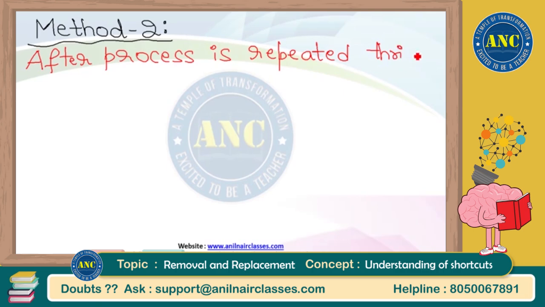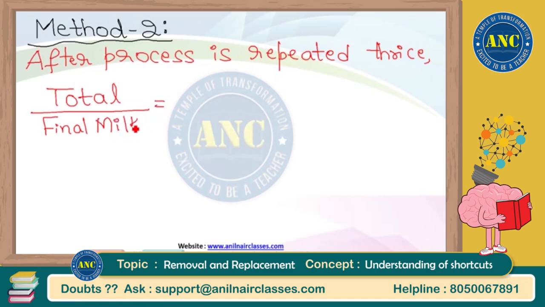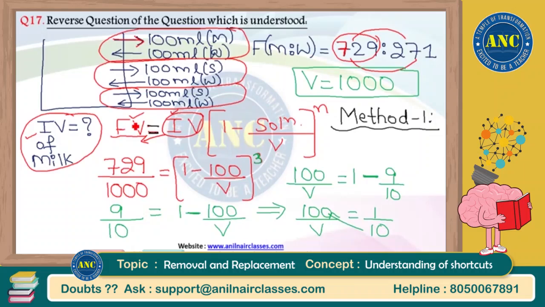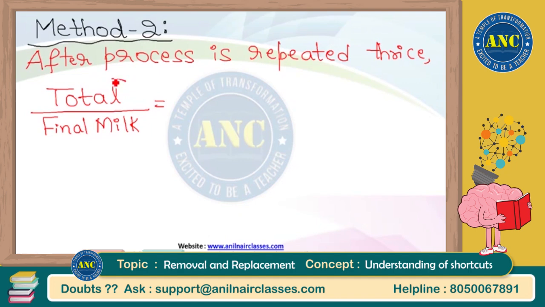After the process is repeated for 3 times, what I will do is take total volume divided by final milk ratio. Sir, why are you taking final milk? Because milk is the parameter that is decreasing in this question. So I am writing it as final milk. Sir, what is this total? Total is nothing but the initial volume.